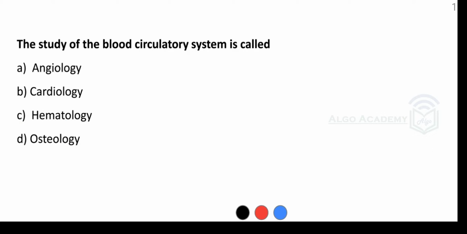The study of the blood circulatory system is called? Angiology is the answer to this question. Angiology is the study of the blood circulation and the lymphatic system. What is cardiology? It is the study of the heart and its disorders. Hematology is the study of blood and its disorders. And osteology is the study of bones.